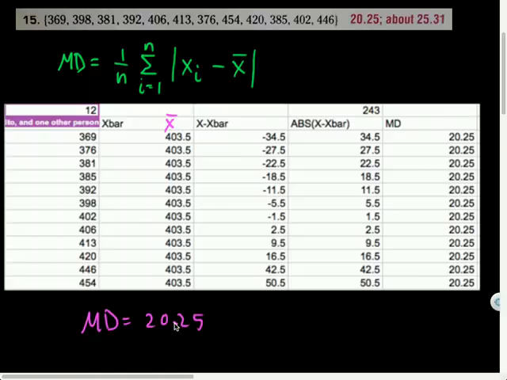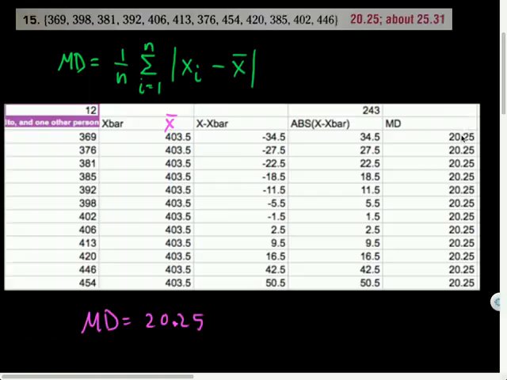Now, I can't just say, well, 20.25 is a bigger mean deviation than another problem I looked at, so therefore this is really spread out data. I actually have to consider it in terms of the scale or the size of my data, right? My mean was 403.5. So 20 with respect to 400 isn't a whole lot, right?